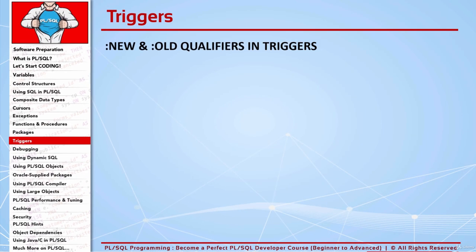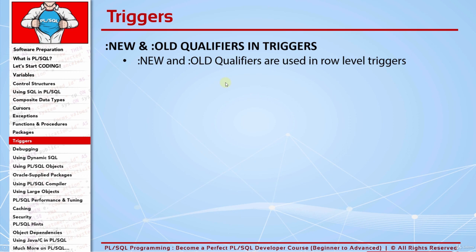Hi, in this lecture you will learn how to use the new and old qualifiers in row-level triggers. New and old qualifiers are used in row-level triggers. Yes, I said row-level triggers because these qualifiers are used within the row-level triggers only.